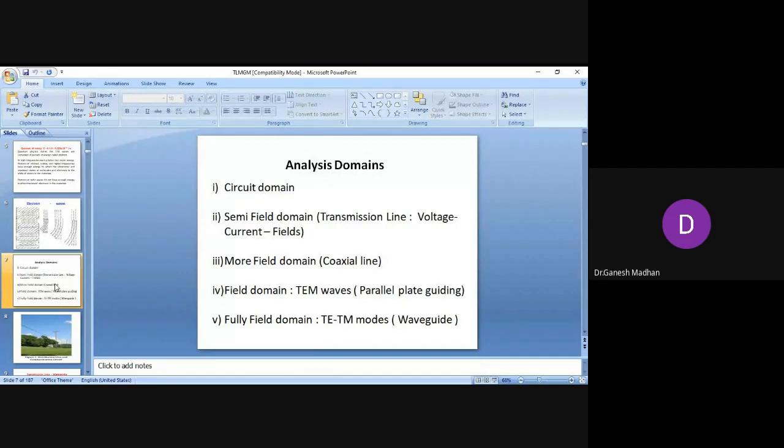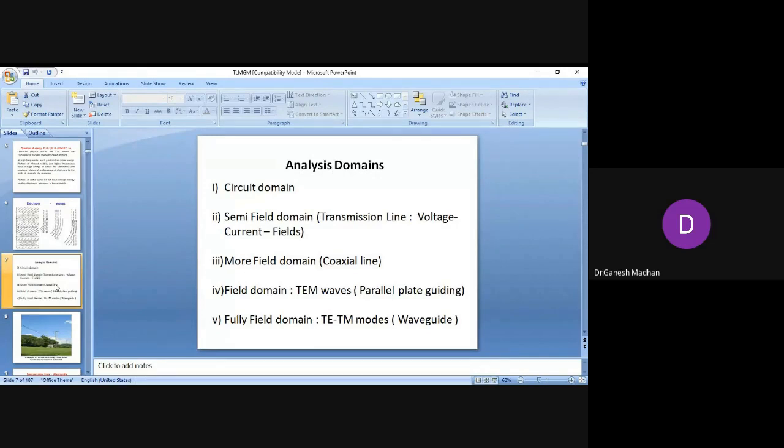In the earlier analysis, in the case of the circuit domain, you have only one variable, that is time. You apply a voltage Vm sin omega t, and find out the current. So the only variable for the current and voltage parameter is time.